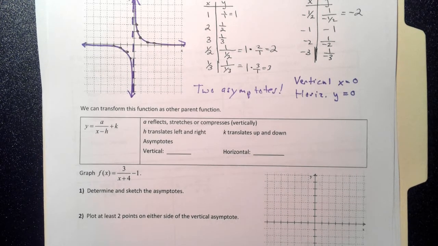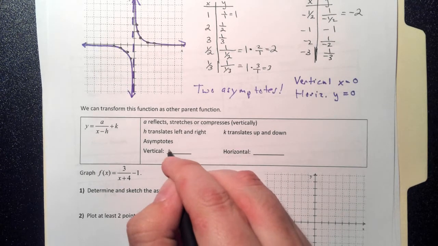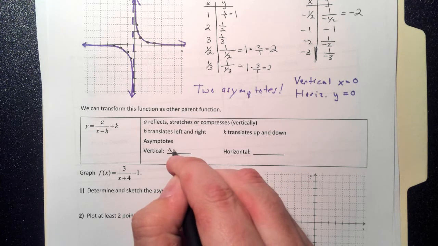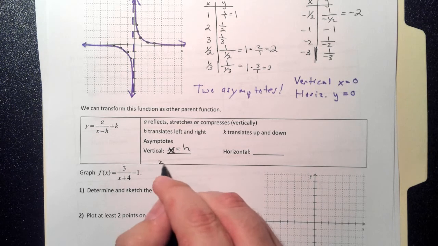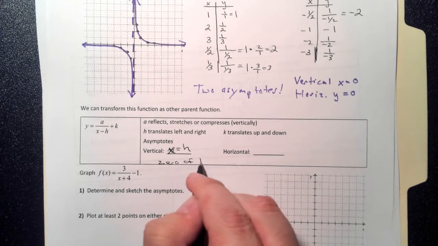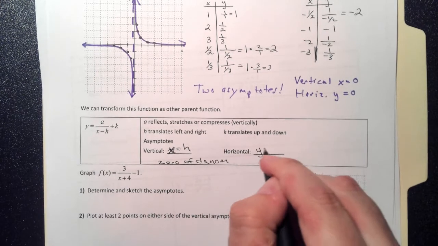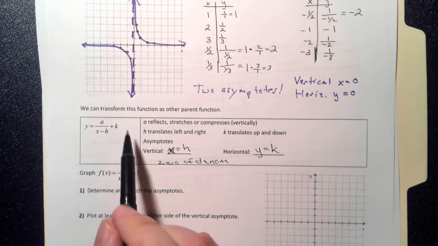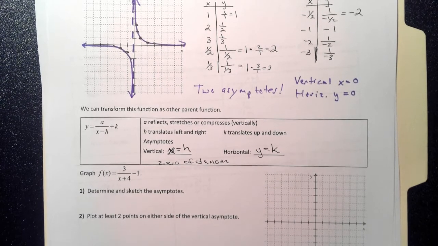Now, if I am translating left and right or up and down, that's also going to move my asymptotes. My vertical asymptote then is x equals h. It comes from the 0 of the denominator. My horizontal asymptote is y equals k. It comes from this vertical translation, sorry.